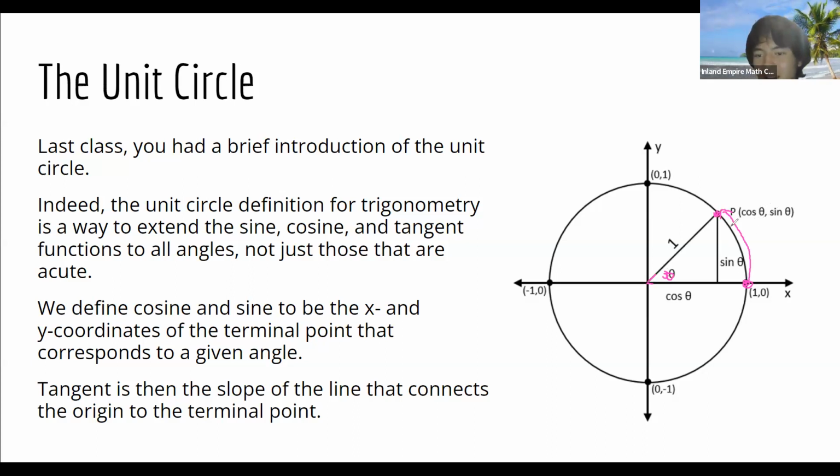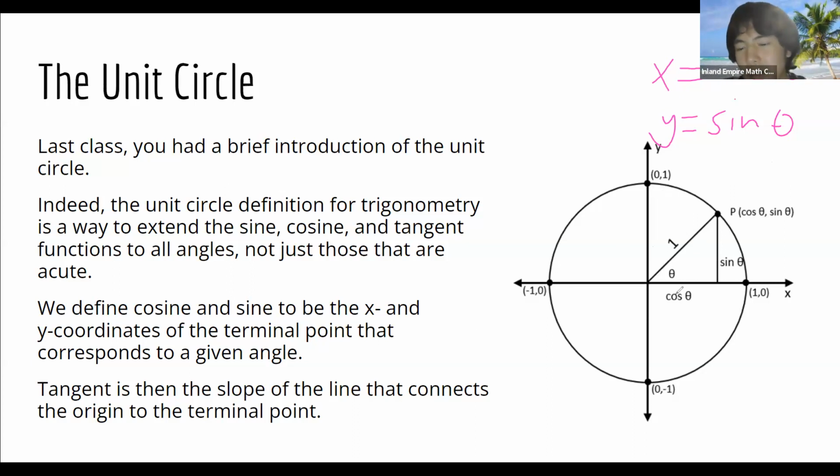So for example, in this diagram here, you can see that if you have an angle of theta and you rotate the point theta degrees around the unit circle, you end up with this point (x, y), and thus we define cosine to be the x coordinate and sine to be the y coordinate. And again, this way we can now calculate cosine, sine, and tangent for any arbitrary angle.